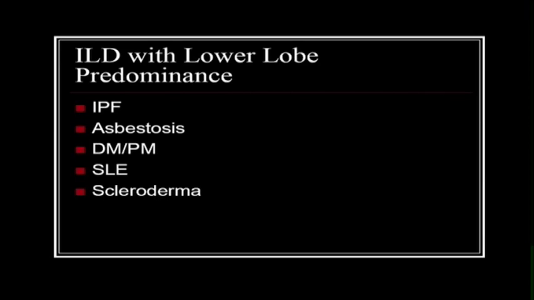Lower lobe predominance for interstitial disease: IPF, we talked about predominance in the lower lobes and in the subpleural areas. Asbestosis, dermatomyositis and polymyositis associated interstitial lung disease, of which I have 2 or 3 patients with. Lupus and scleroderma. Okay. So I promised that we would talk about high-resolution CT scan of the chest.